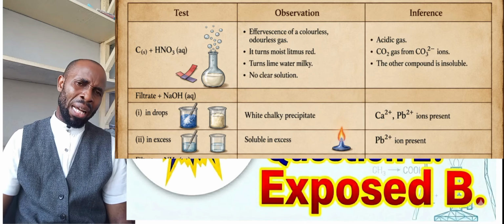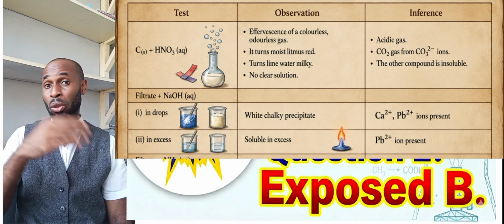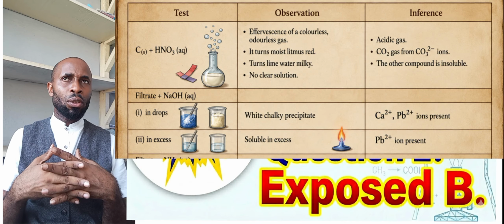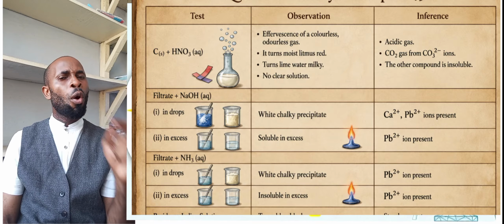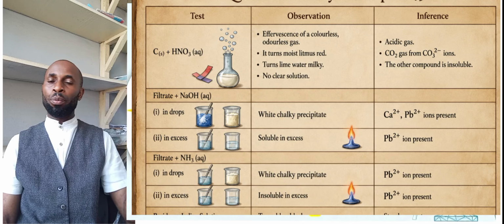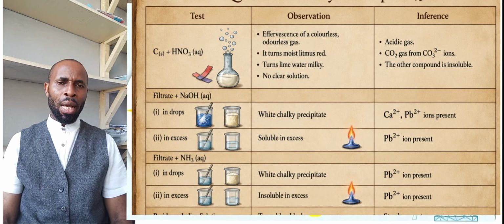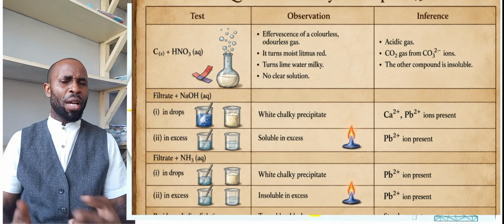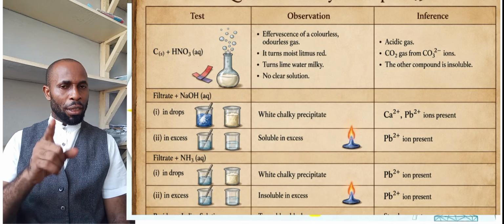They can still ask us to add ammonium hydroxide, or aqueous ammonia, to it. If they ask us to add it in drops and in excess, it is going to give us again a white chalky precipitate, but it is not going to be soluble in excess. So my inference is Pb2+ present, and my inference is still the same, Pb2+ is present. I have a reason why I give them separately. It is possible for you to give it once, but I prefer you to give them separately so that you understand this. Now the residue is what remains.